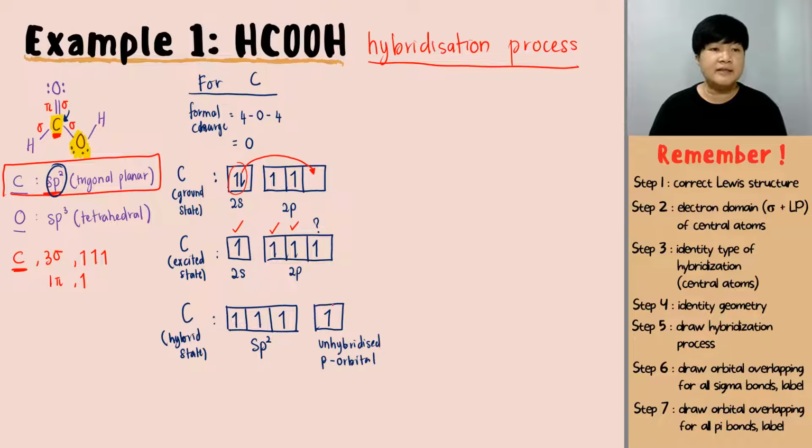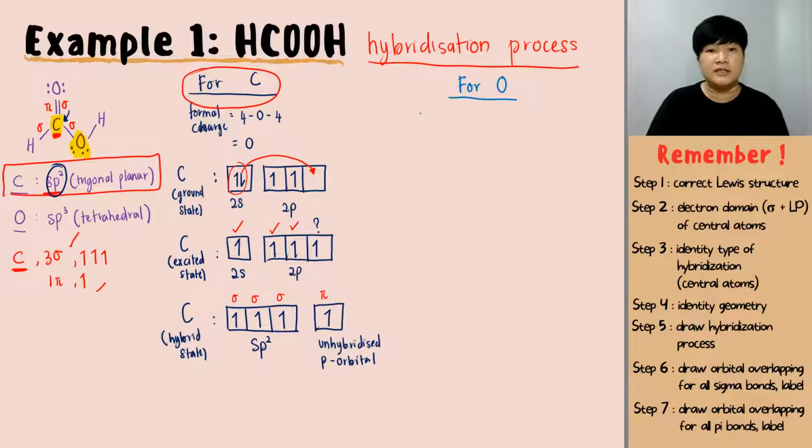And we can check this from the Lewis structure. That is your 3 sigma, as we agree. Okay, this is the pi bond, as we can see in the Lewis structure. See that? And that is the hybridization process for your central atom carbon. Now, we move to the central atom of oxygen.